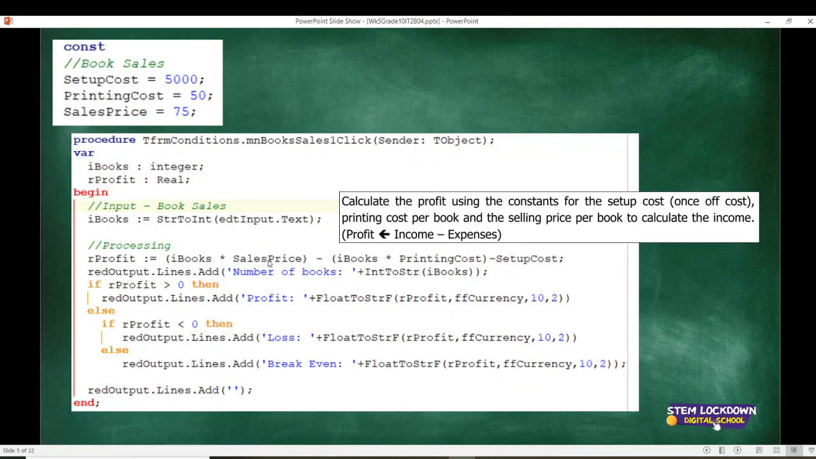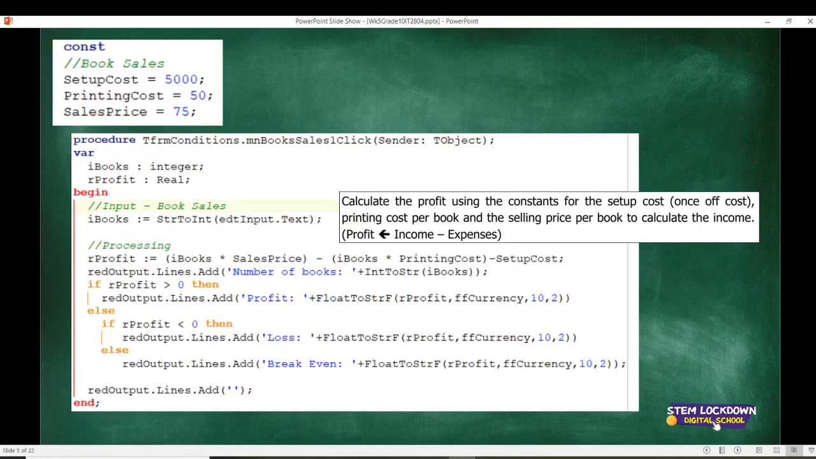And then the profit needed to be calculated as number of books times sales price. So whatever the books were sold for would be the sales price times however many books were sold, minus number of books times printing cost, so that would have been how much it cost to print the books, minus the setup cost, which was your constant of 5,000. And then straight after that, you had your output of the number of books, which was shown in the previous slide with the sample output.